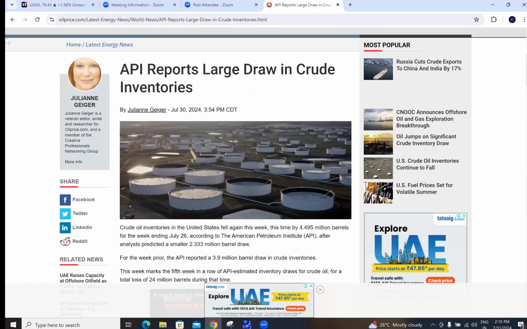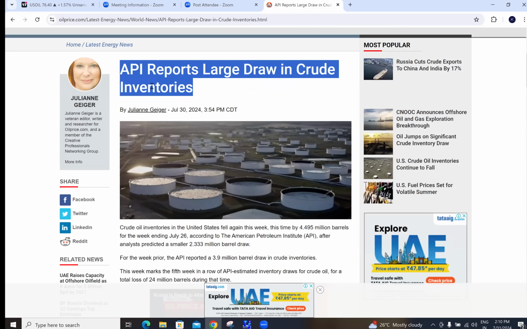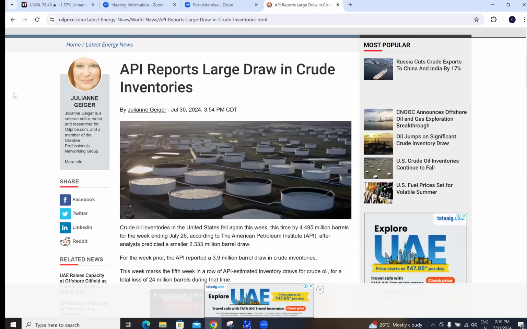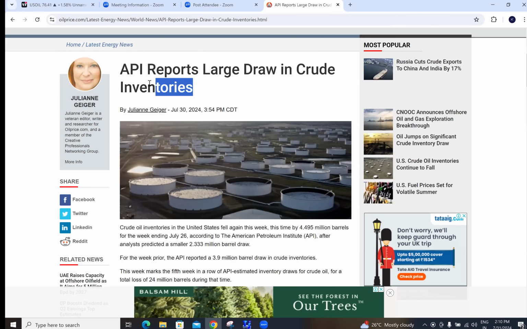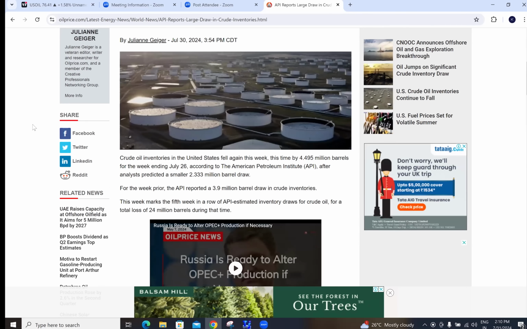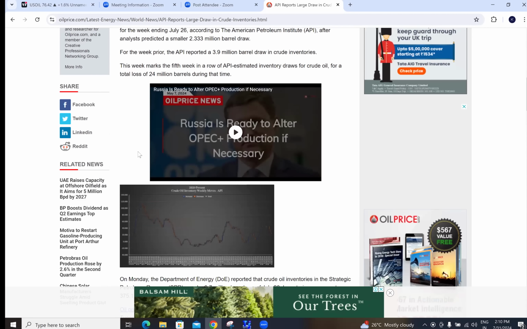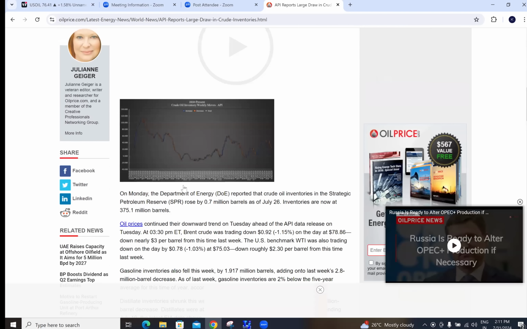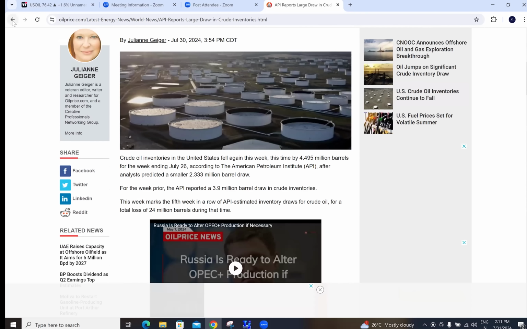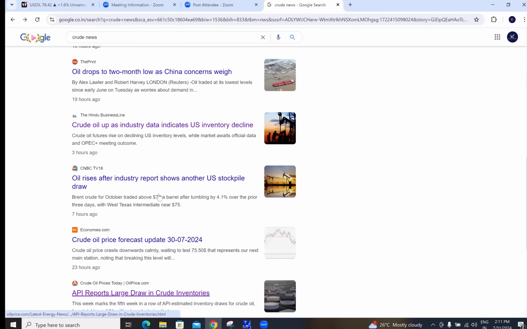So first of all, this is the news which made me think about going bullish today, because API reports large draw in crude inventories. The inventory report in crude oil comes every Wednesday, Indian time around 8 p.m. Whenever there is a drop in inventory, that is positive for crude oil, because that means there is more demand. Whenever inventory comes higher, that means there is less demand. Based on that, crude oil also depends on fundamentals along with technicals. So I read this news that made me think about going positive today, and that is why my bias was more towards taking a bullish view today.